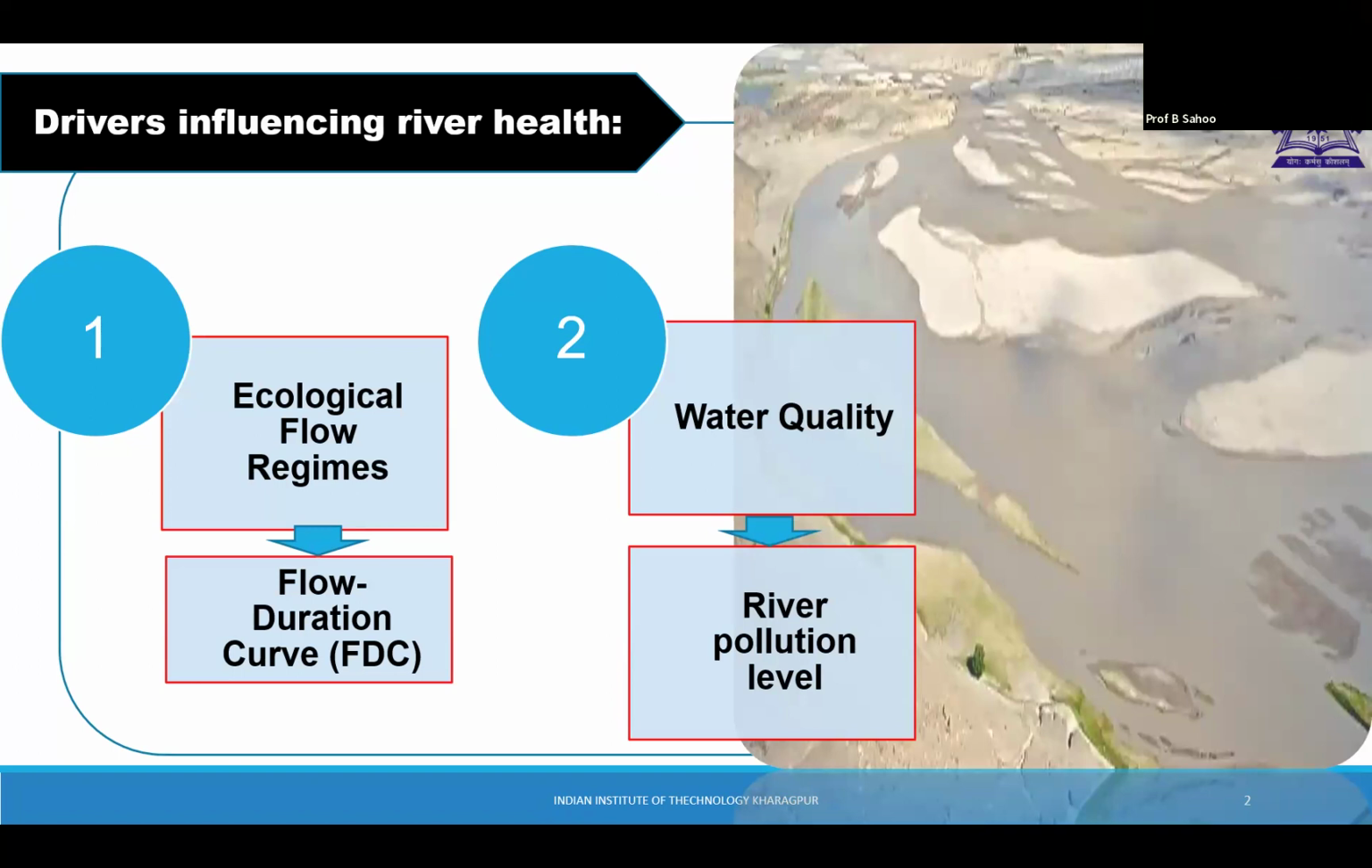After damming the river, at the downstream there is very little flow, and that is also increasing the concentration of the pollutants. So nowadays we talk about the concept of ecological flow or environmental flow, which we generally derive from the flow duration curves.